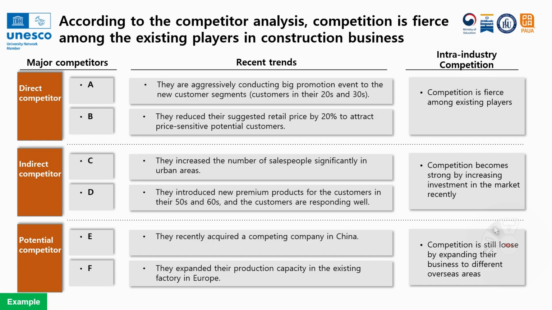According to the radar screen analysis, there are threats from the competitors, not only from the direct competitors, but also indirect competitors and potential competitors as well. So we identified the competitors of our business: A and B as our direct competitors, C and D as indirect competitors, and E and F as potential competitors. And then we tried to collect the recent trends of each of those competitors.